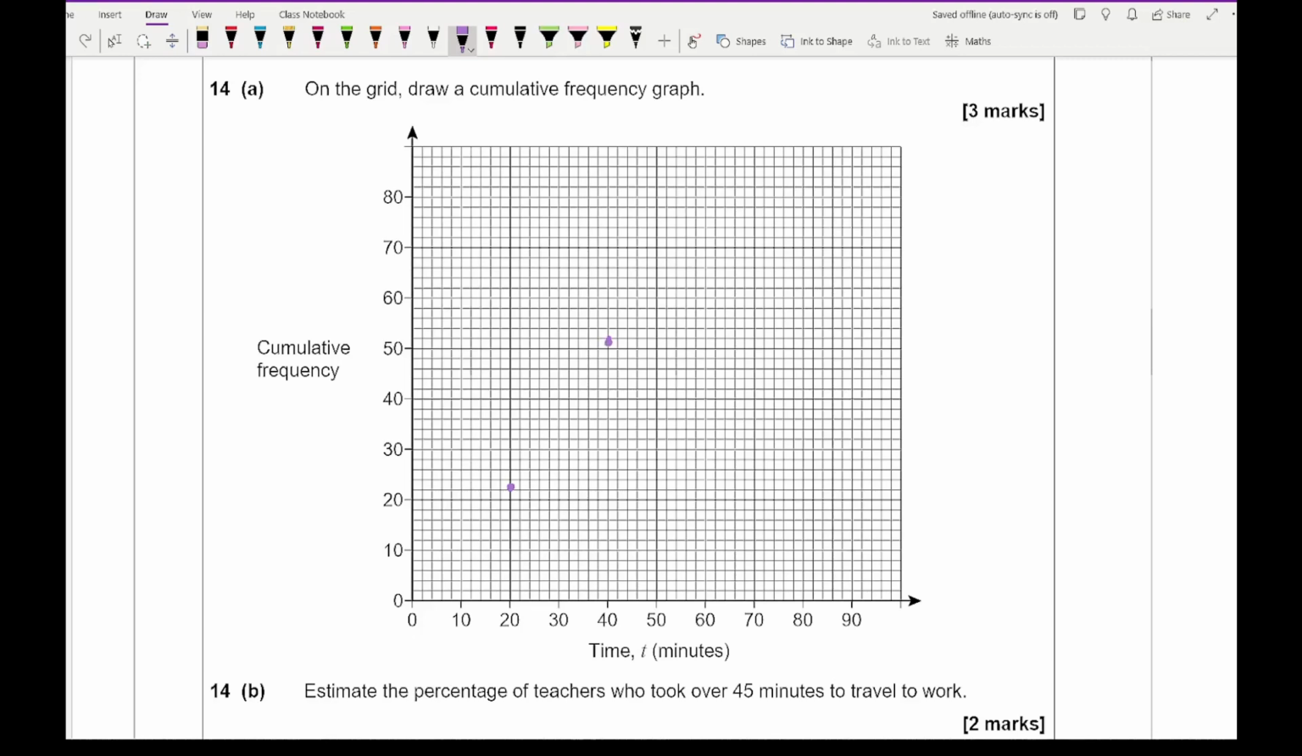Then at 60, it's going to be at 70, and at 80 it's going to be 80. And then all that's left for me to do is connect these with a smooth curve. Now again, I'm starting at 0, so that needs to go there, which is the lower bound. And so all you then need to do is get something that looks like that.